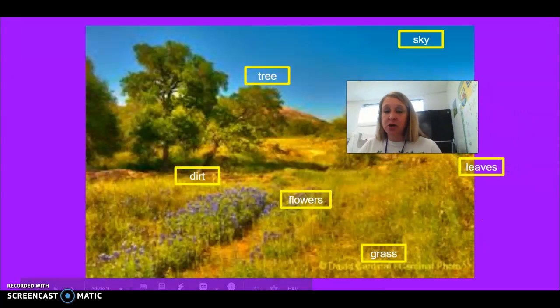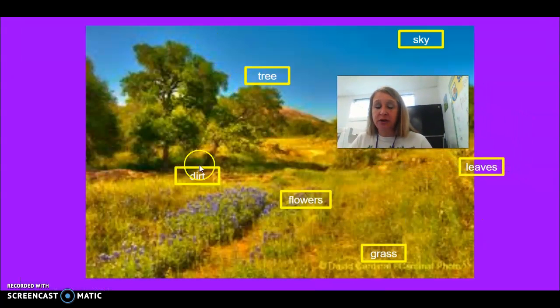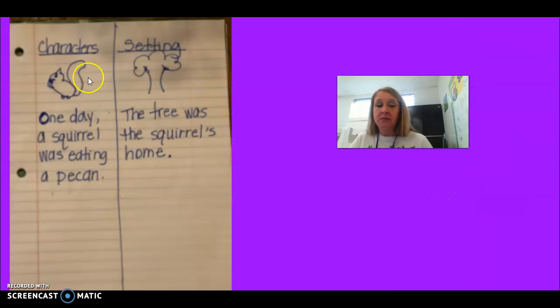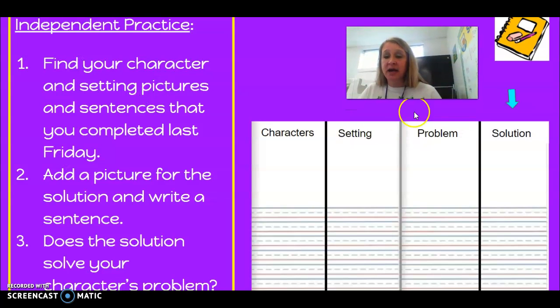We're going to use our pictures that we used from nature with our characters and our setting. My character was the squirrel, the setting was the tree, and then yesterday I drew a picture of the problem that he didn't have enough food for the winter. Now today I need to think of a solution that's actually going to solve that problem. So if he doesn't have any food for the winter, what can the squirrel do to solve that problem?